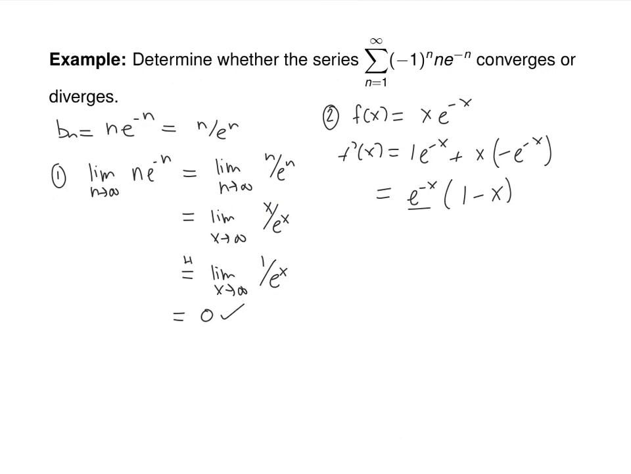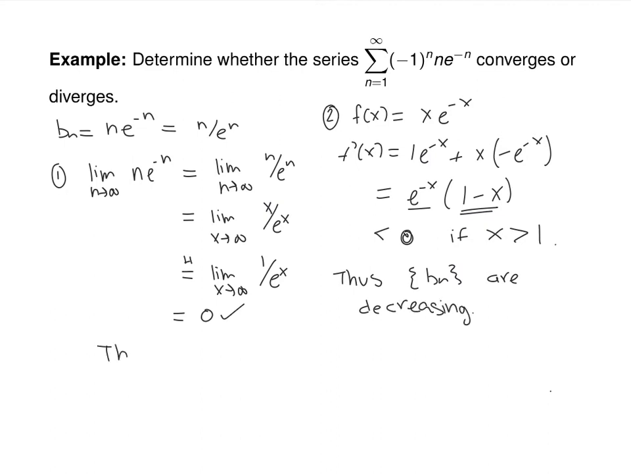Well, e to the x is always positive, and e to the negative x is also always positive. This expression will be negative, or less than 0, if x is greater than 1. And so that means that the Bn's are at least eventually decreasing. And so then this series converges by the AST.